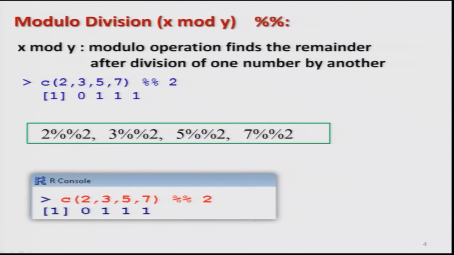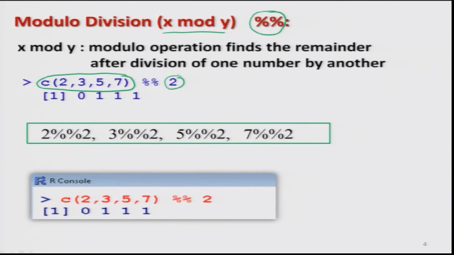Similarly, we go for modulo division. In mathematics, when I am trying to divide x by y with respect to modulo division, we write x mod y, and the notation in R is double percentage sign. What really happens in the modulo division? Modulo division finds out the remainder after division. So, now I will take an example where I have taken 4 values 2, 3, 5 and 7, which are combined in a vector, and I would like to operate the modulo division with respect to 2.